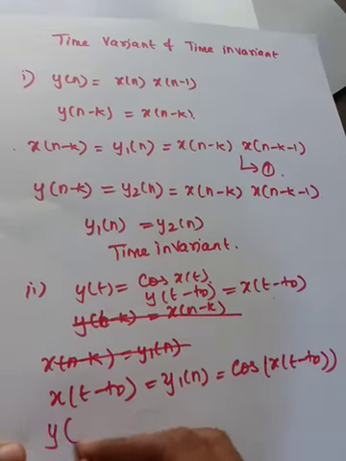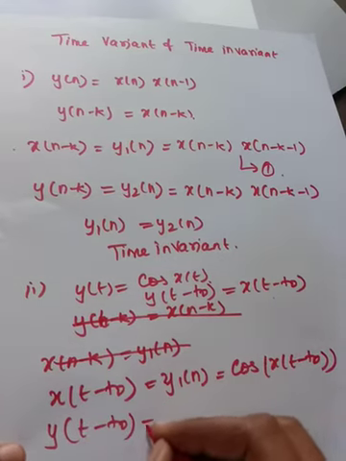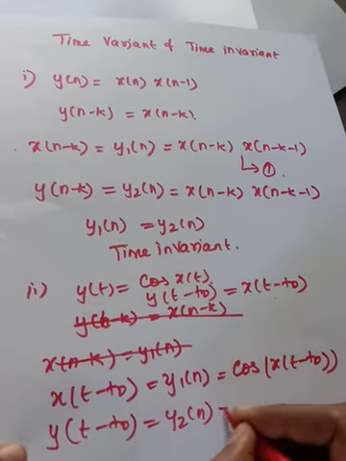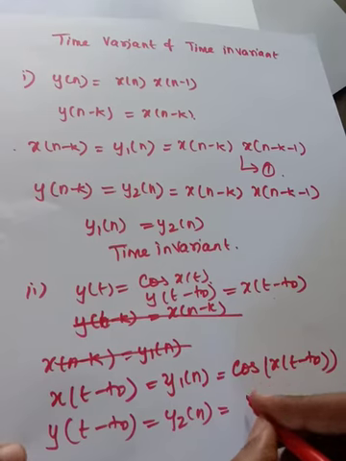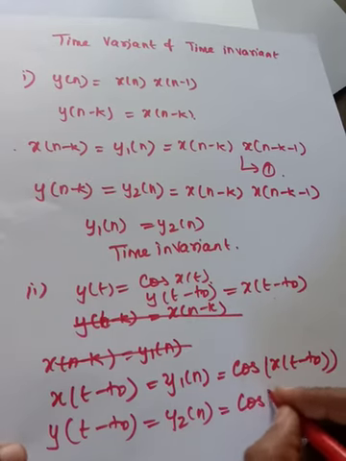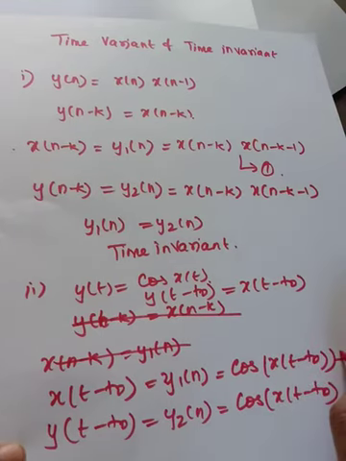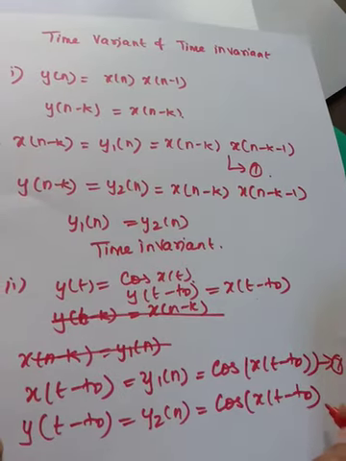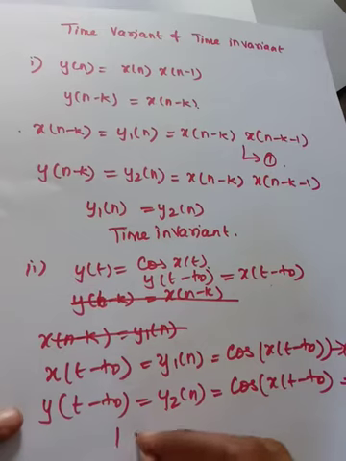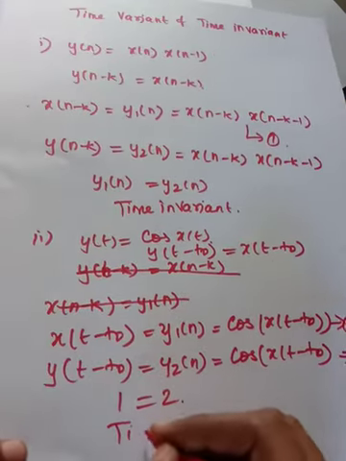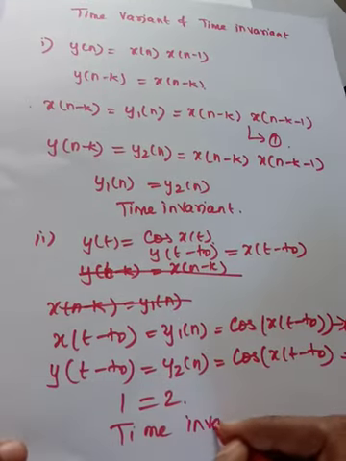The next one is y of t minus t naught, which is equal to y2 of t. Wherever you are having t, there you need to replace. Here I am having only x of t inside. So this is 1 and this is 2, and 1 equal to 2. So it is a time invariant system.